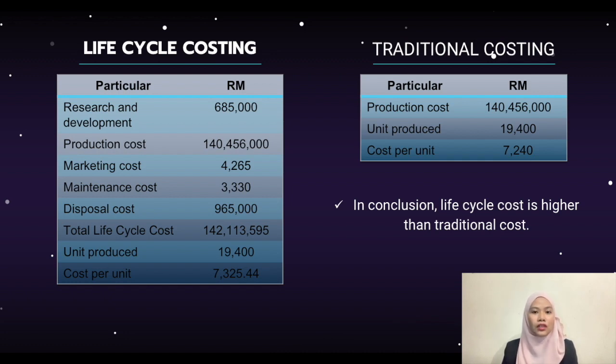So the total life cycle cost is 142,113,595. So the cost per unit for the computer is 7,325 ringgit and 44 cents. Meanwhile, for the traditional costing, we only incur the production cost, which is 140,456,000, and the cost per unit is 7,240. Therefore, the life cycle costing is slightly higher than traditional costing.